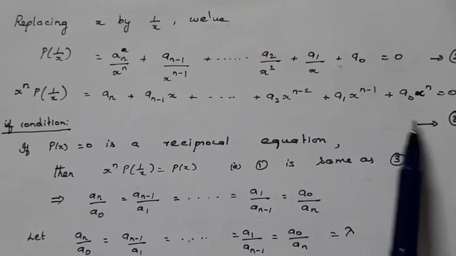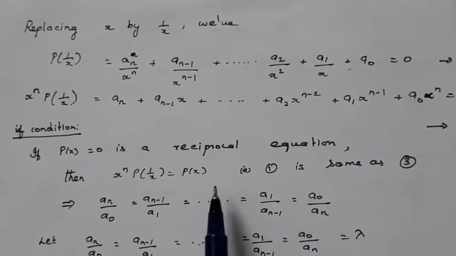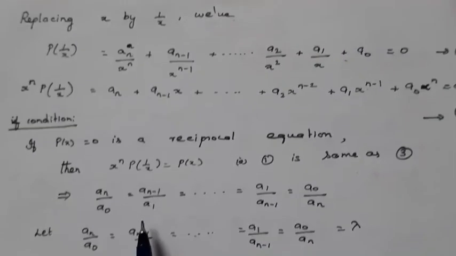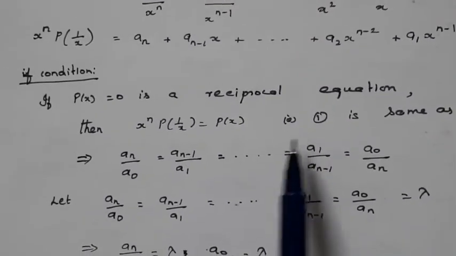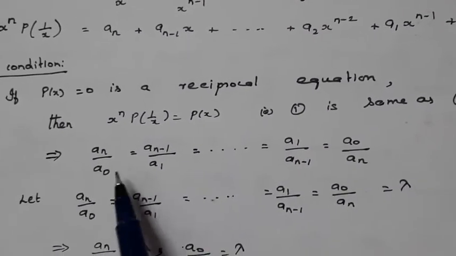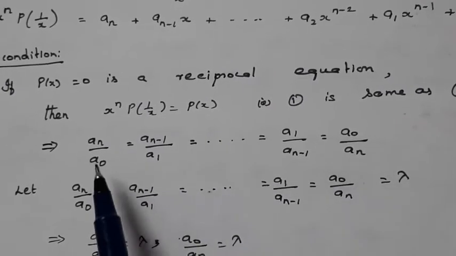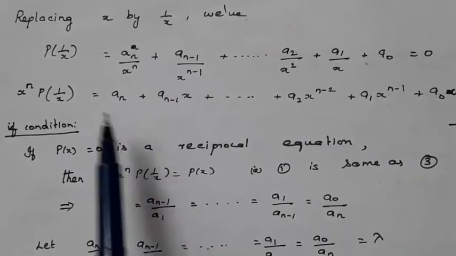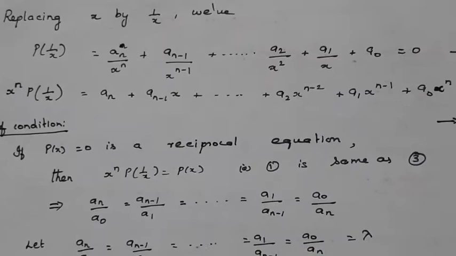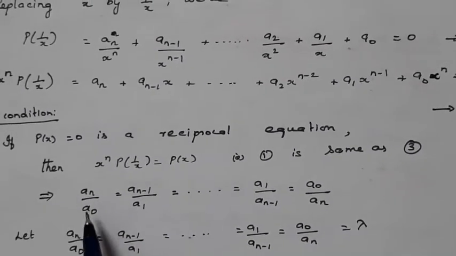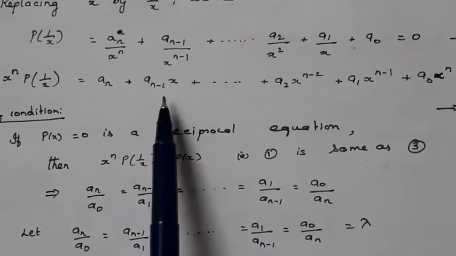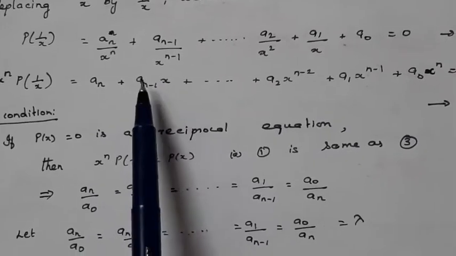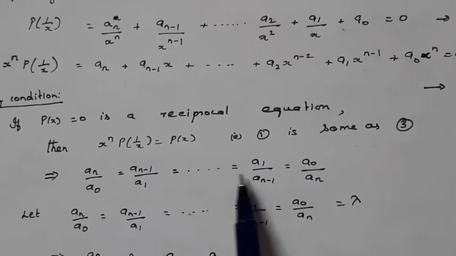That means equations 1 and 3 will be one and the same. As the two equations are the same, the ratio of the corresponding coefficients will be the same. As these two equations represent one and the same, the corresponding coefficients of the equations will be proportional. The coefficient of x power n in p of x is a(n), and in x power n into p of 1 by x it is a0. So that means a(n) by a0, and then a(n) minus 1 divided by a1, since a1 is the coefficient of x in p of x. That means a(n) minus 1 by a1, etc.